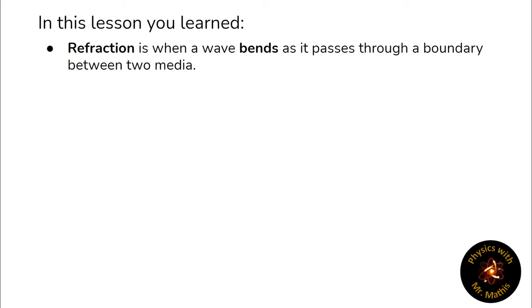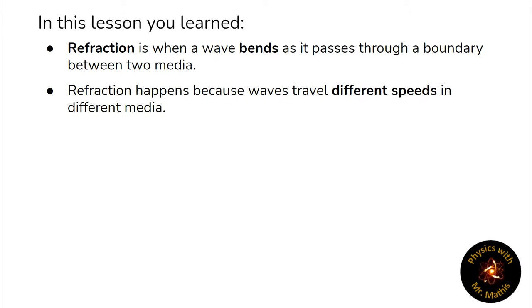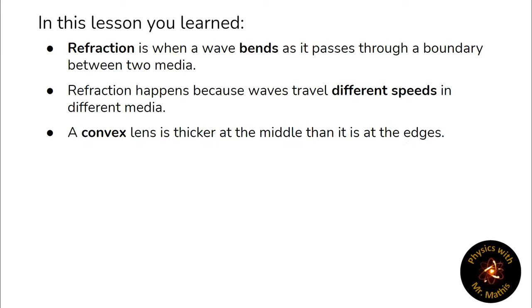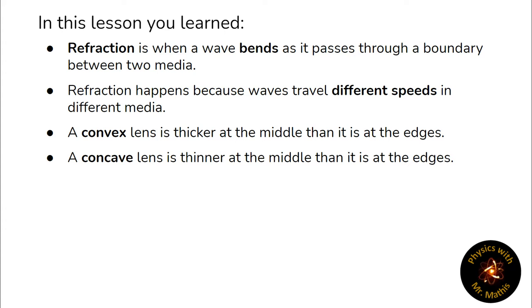We've looked at refraction, which is when light bends as it passes through a boundary between two different mediums. We saw that refraction is because waves travel at different speeds in different mediums. We learned that a convex lens is thick in the middle and thin at the edges, while a concave lens is thin at the middle but thick at the edges.